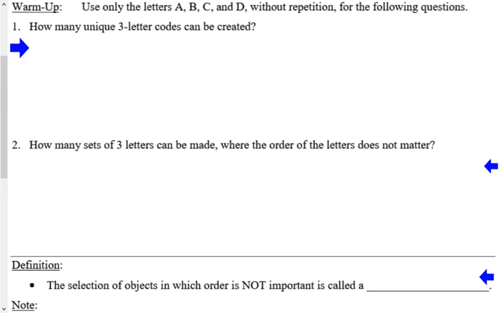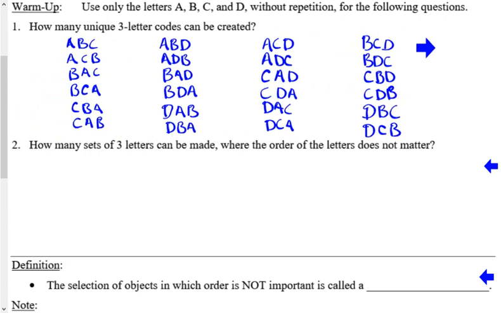Question number 1, did you get 24? So I did it the long way. I listed them all out so we could see all these possibilities, and also so we could contrast it with number 2, because number 2 should just be 4 possibilities, because all of these have the ABC.